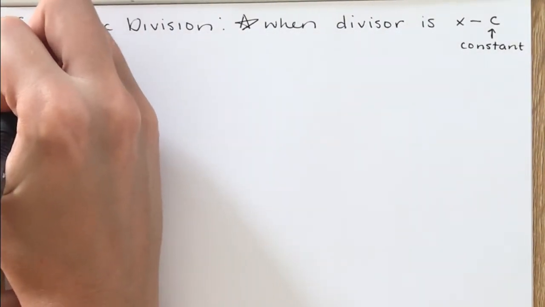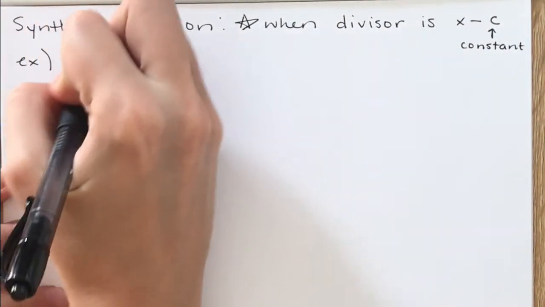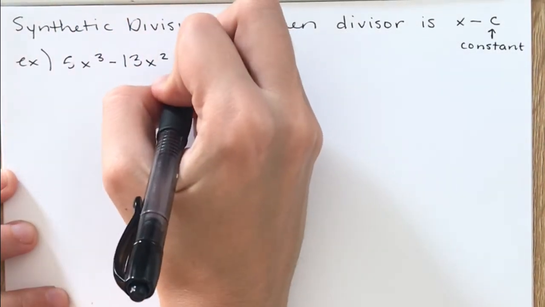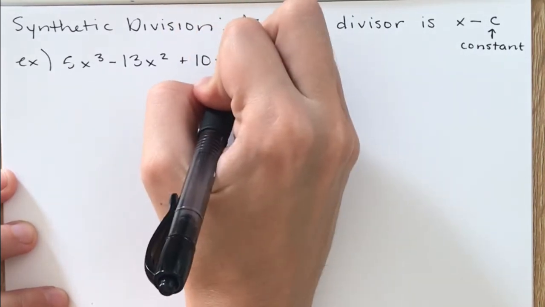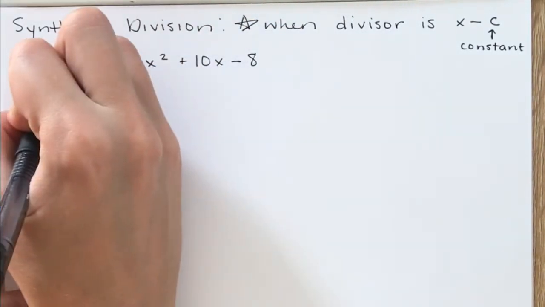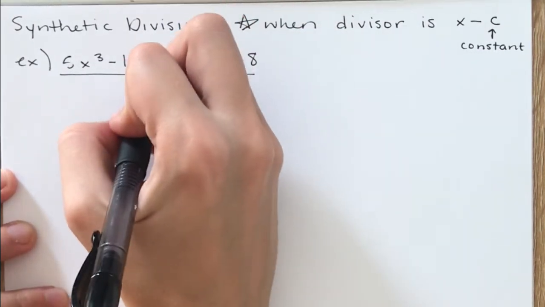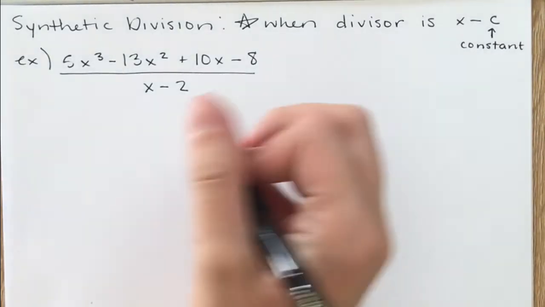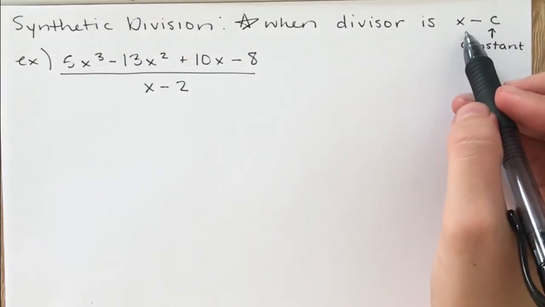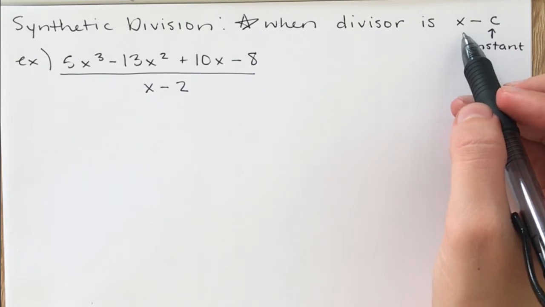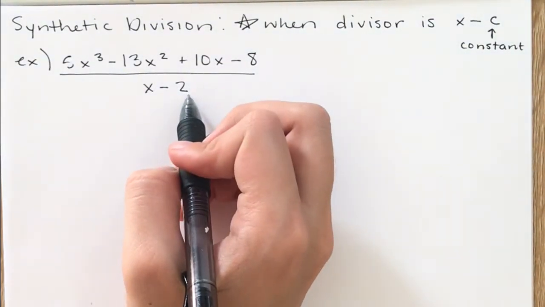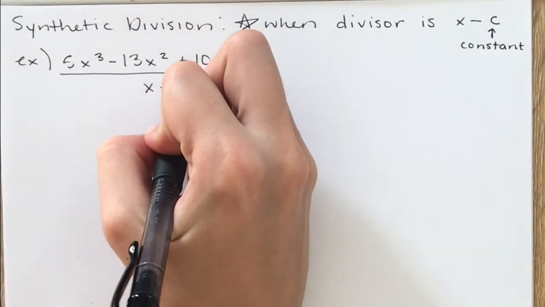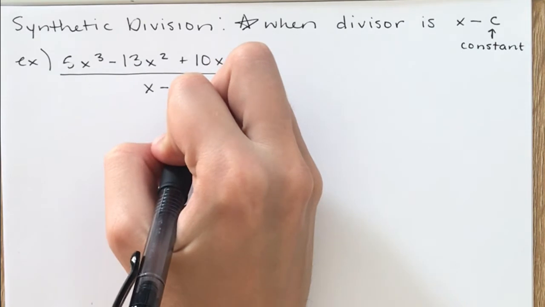So let's say we were looking at the example 5x cubed minus 13x squared plus 10x minus 8, and we were dividing by x minus 2. So in this case, we do have this divisor that allows us to use synthetic division. Our constant here is c, so we have c equals 2.